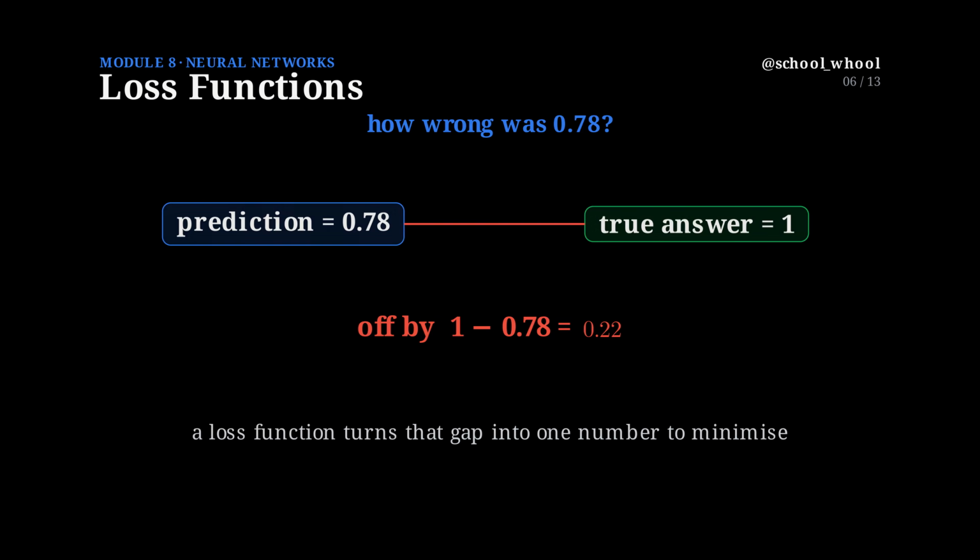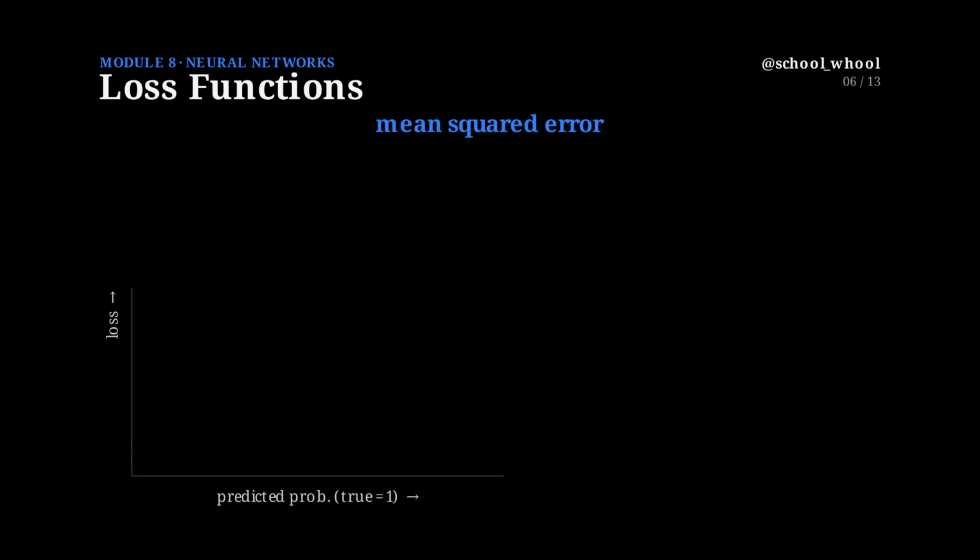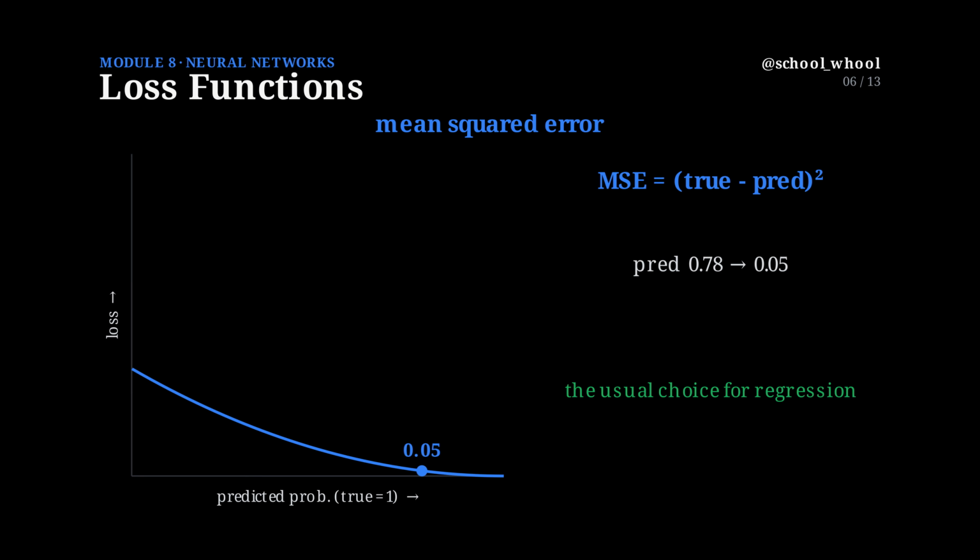The simplest loss is mean squared error. Take the gap between the true value and the prediction, and square it. For our prediction of 0.78 against a target of 1, that's 0.22 squared, about 0.05. Plotted across all possible predictions, it's a smooth bowl. This is the usual choice when you're predicting a number, regression.